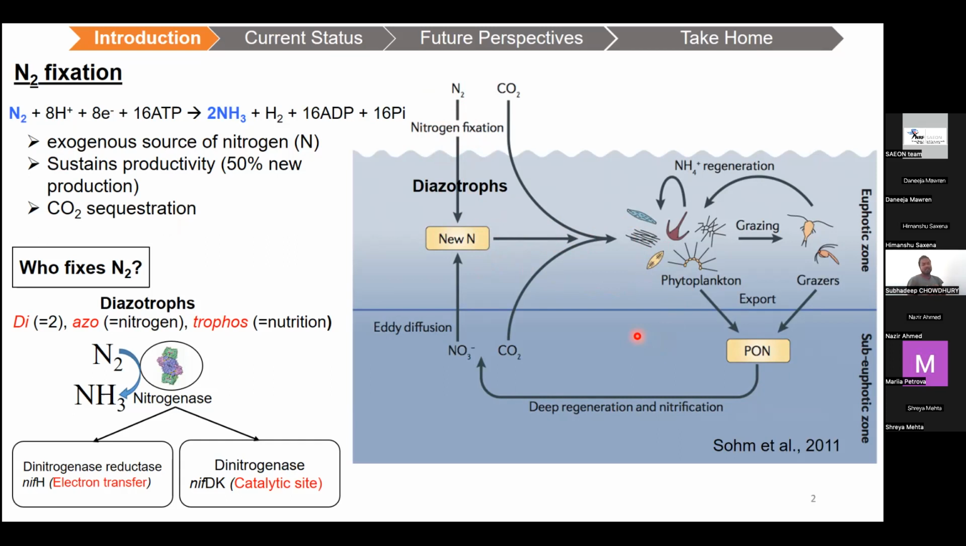These organisms are called diazotrophs. The term comes from Greek etymology: di is two, azo is nitrogen, and trophos is nutrition. They fix nitrogen with the help of the enzyme nitrogenase. It has mainly two components. One is nitrogenase reductase, the electron transfer site, encoded by the gene nifH, whereas the other is dinitrogenase, the main catalytic site where fixation happens, encoded by nifD and nifK.